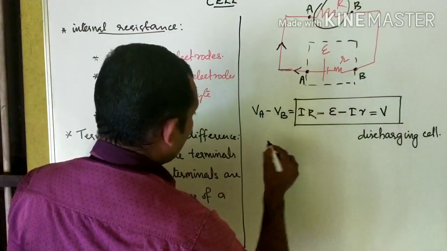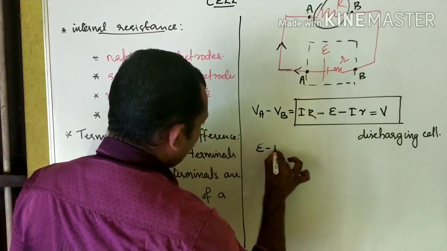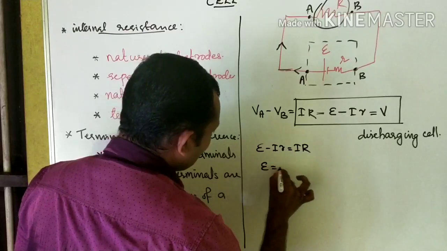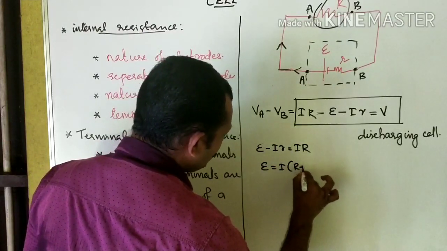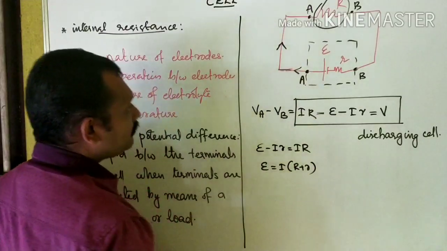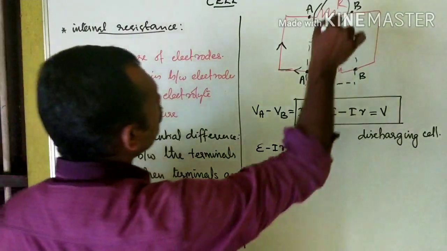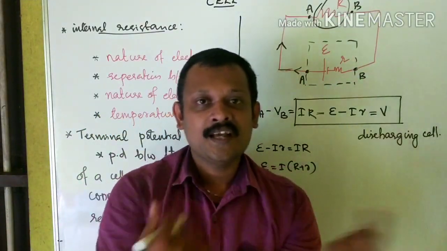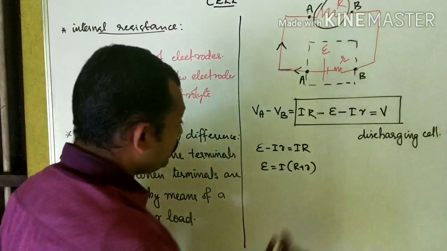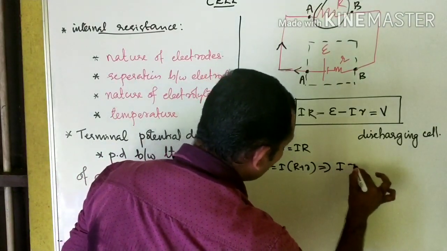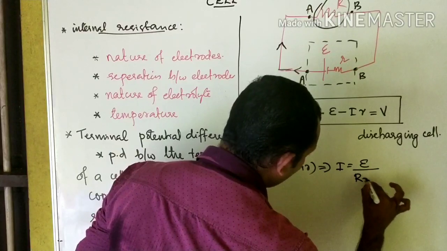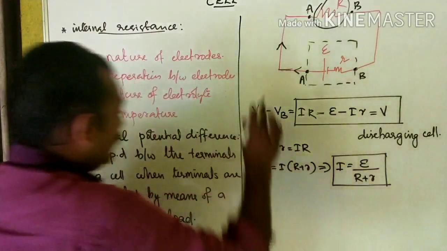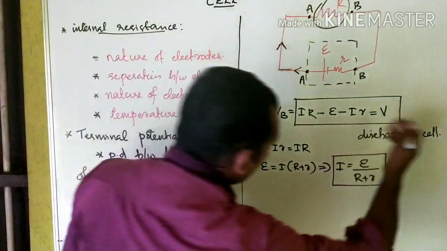Now, I can just relate these two. Epsilon minus I into small r is equal to I into capital R, which means epsilon is equal to I into capital R plus small r. Sir, that is very simple, you will say, because these two resistors are connected in series and the effective resistance is capital R plus small r. So current I is equal to epsilon divided by capital R plus small r. This is the expression for the current I in case of a discharging cell.